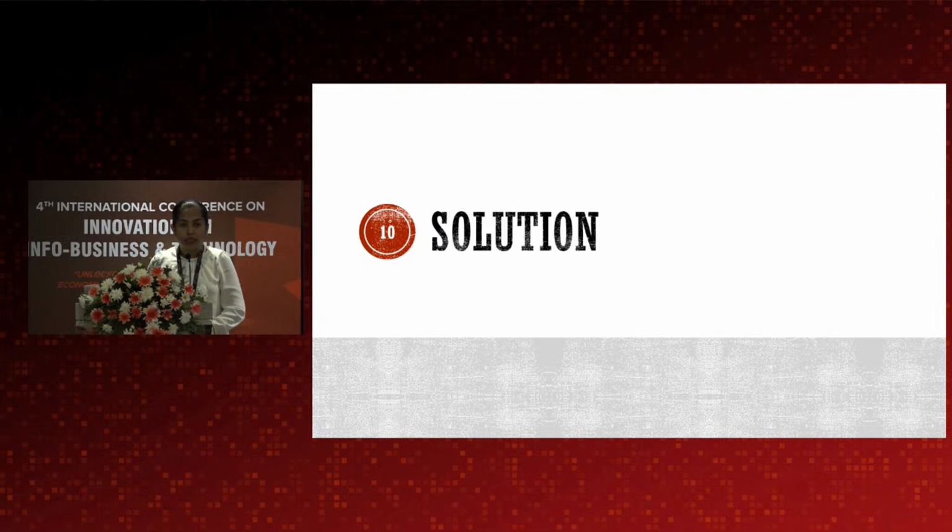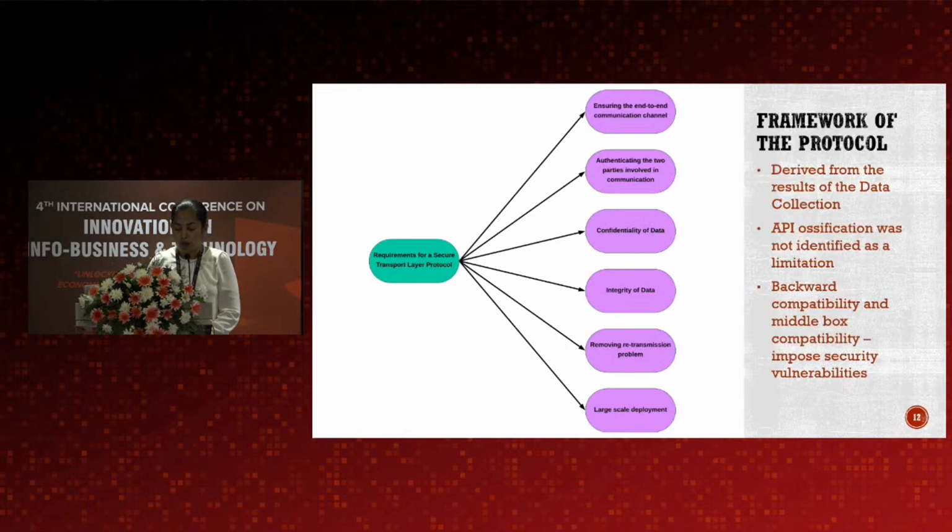protocol. Using that framework, we designed the alternative transport layer protocol to replace TCP. Now I will discuss the framework we have developed. This framework consists of 6 requirements for transport layer. Those are ensuring the end-to-end communication channel, authenticating the 2 parties involved in the communication, confidentiality of data, integrity of data, removing retransmission problem, large-scale deployment.